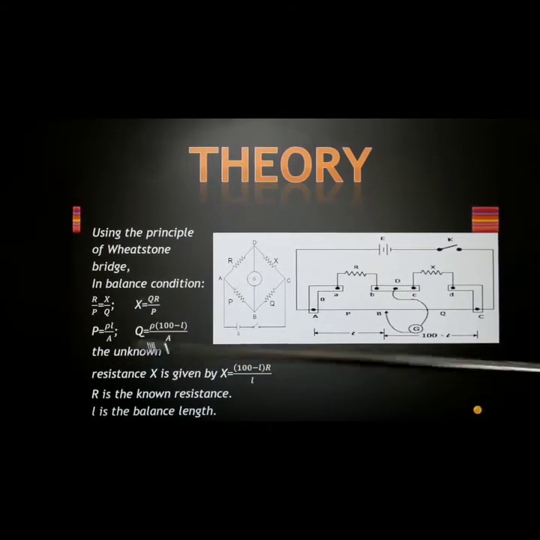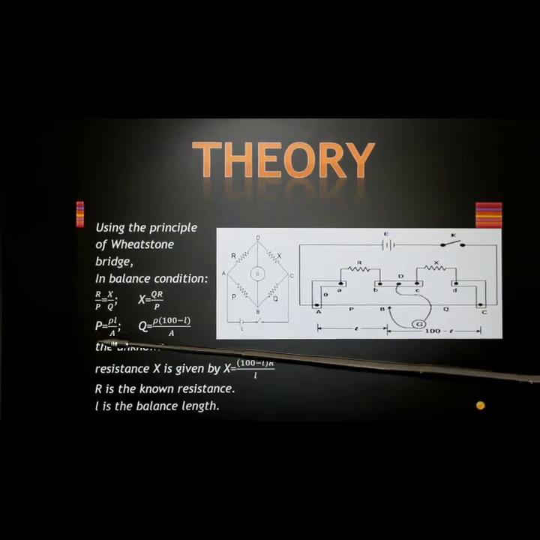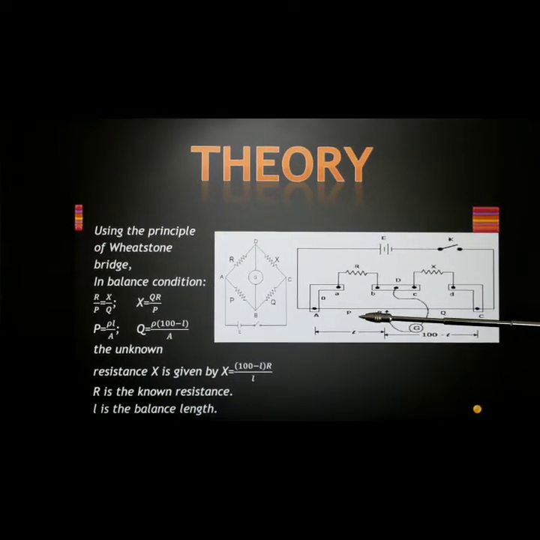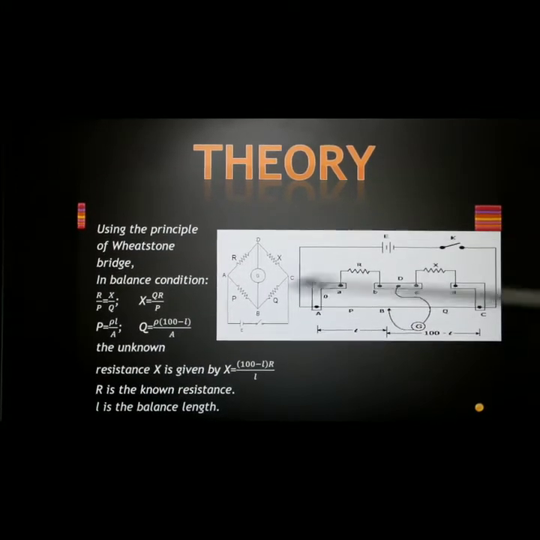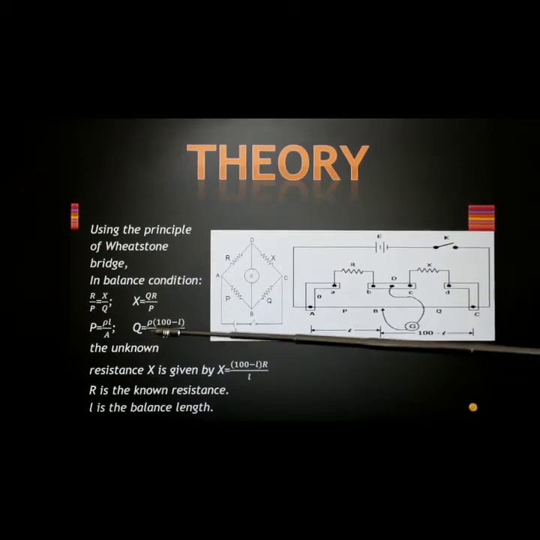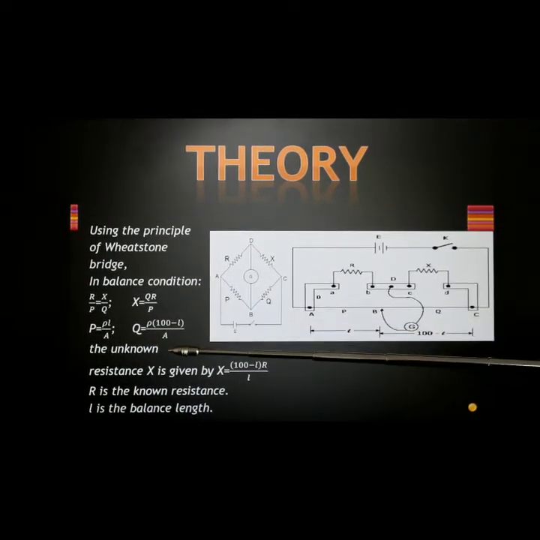So P, we know the formula. Any resistor is equal to rho L over A. So P is equal to rho L over A. Rho is the resistivity of the manganese wire. We are using the manganese wire as the meter bridge wire. And Q will be equal to rho times the length of Q, which is 100 minus L, over A.